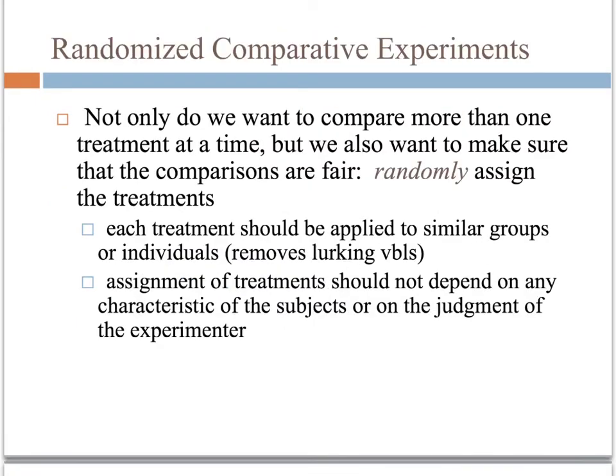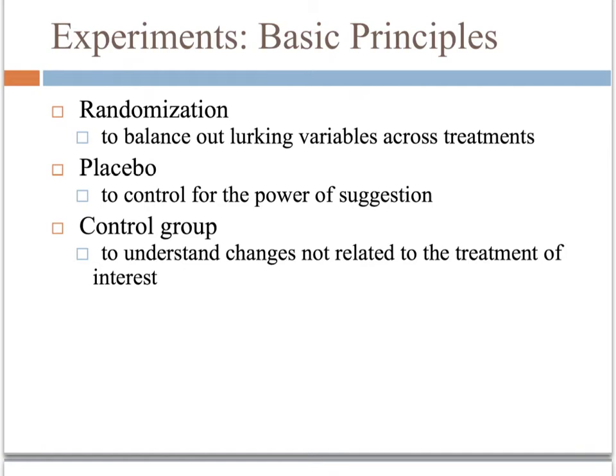So not only do we want to do comparative experiments for the best data possible, we want to do randomized comparative experiments. So we randomly assign treatments. And they should be applied to similar groups of individuals to remove lurking variables. The assignment of treatments really shouldn't depend on any characteristic of the subjects or any judgment of the experimenter.